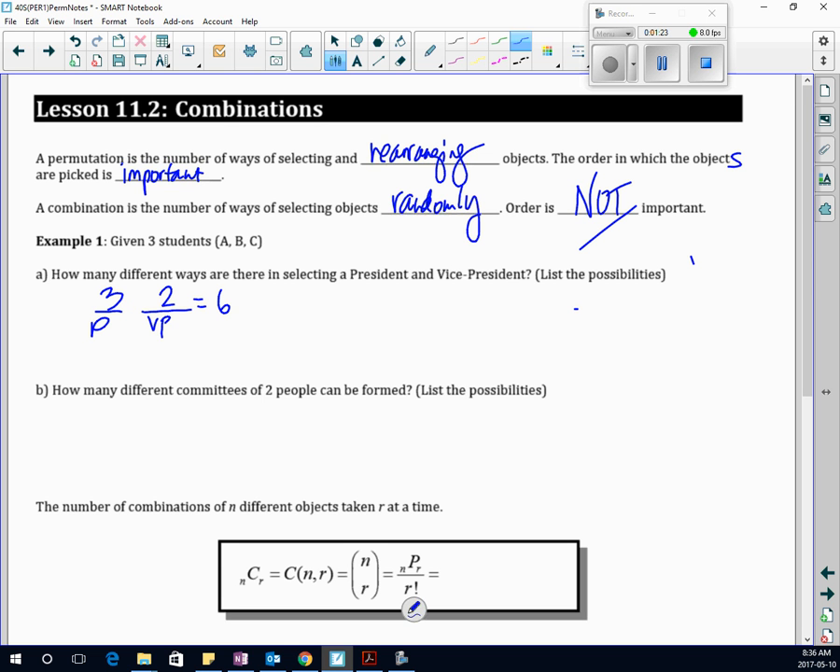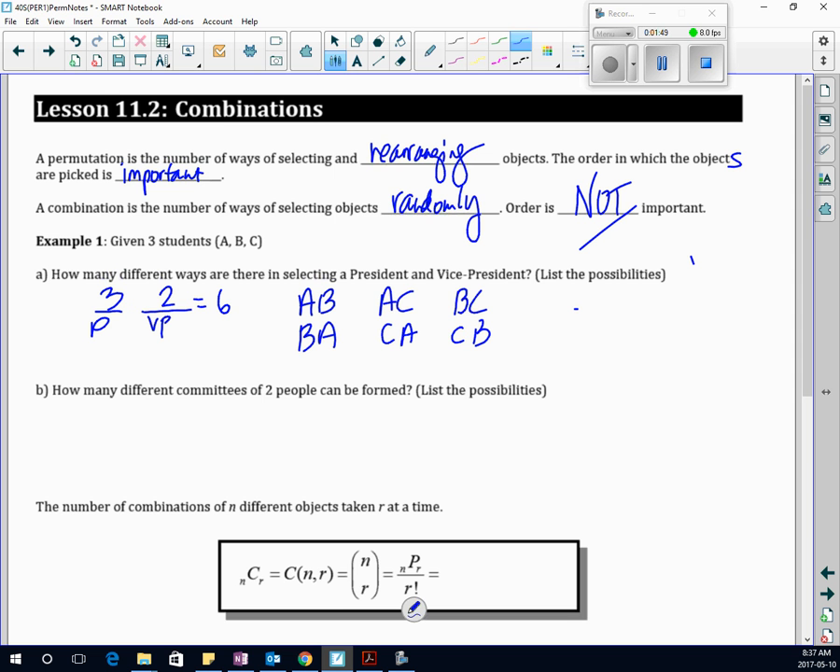So for instance, if A gets picked first, that person's the president, and then B is the vice president, whereas B being picked first is the president, and now A is the vice president. Do you see there's a difference? Okay. A and C, C and A, B and C, C and B. So does everybody see the 6 different possibilities?